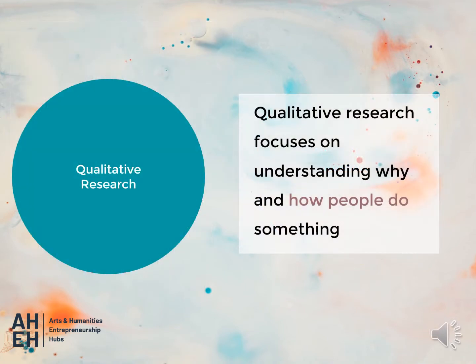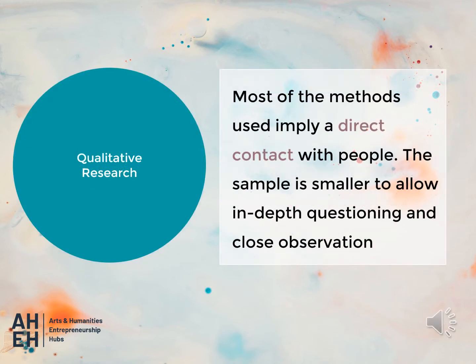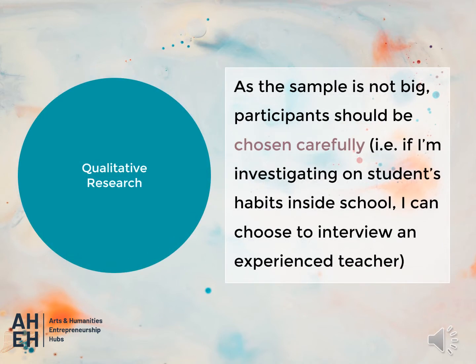Qualitative research, on the other hand, focuses on understanding why and how people do something. Most of the methods used imply a direct contact with people. The sample is smaller to allow in-depth questioning and close observation. As the sample is not big, participants should be chosen carefully. For example, if I'm investigating on students' habits inside school, I can choose to interview an experienced teacher.